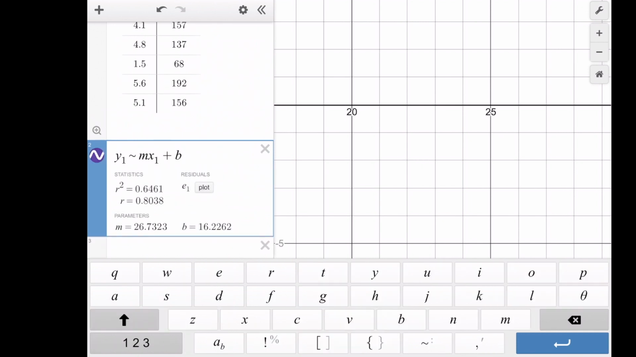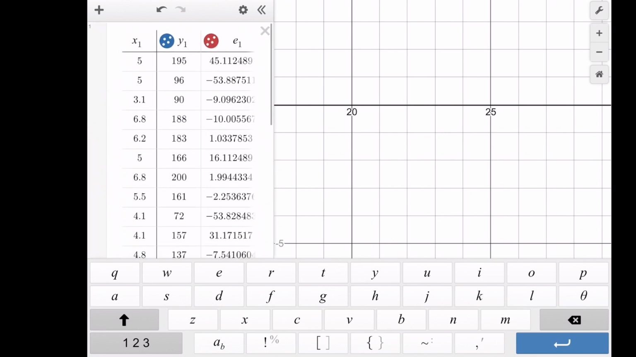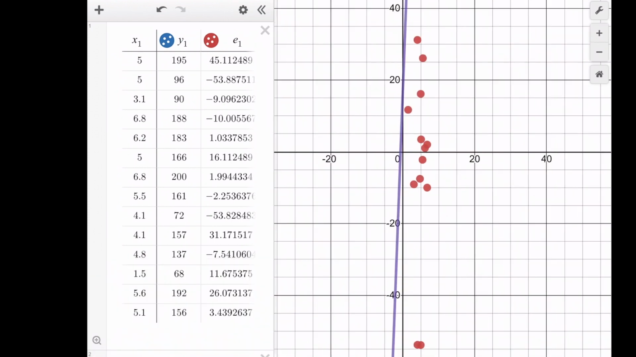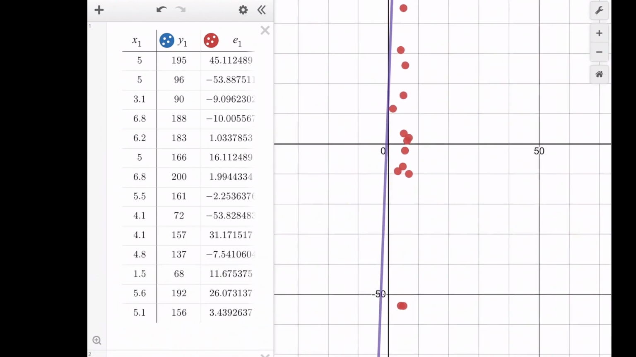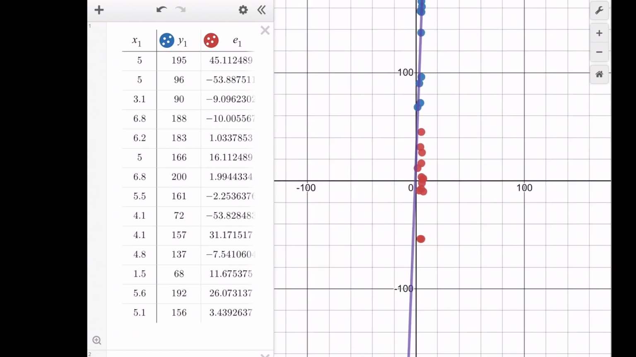Okay, so now we've got all that. Now we want to see the residual plot. So remember where it says residuals, I have E sub 1 and then plot. Tap on plot, and then we can see that the E sub 1 values are going to be those red dots, which are right here. We're going to get rid of the blue dots. We don't need to see them because we're just looking at the residuals.